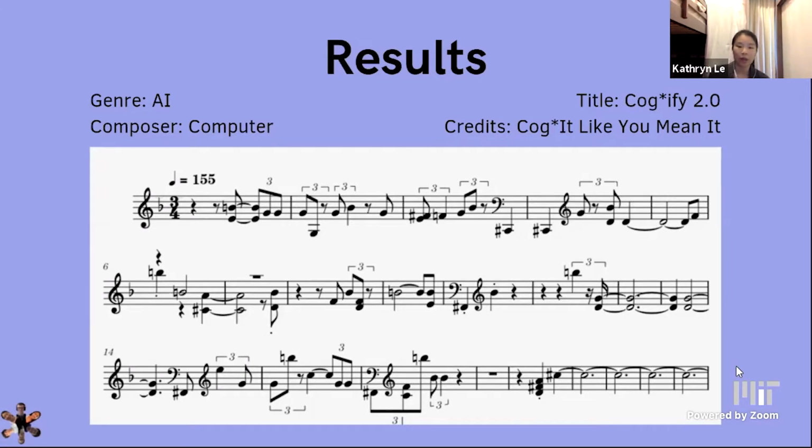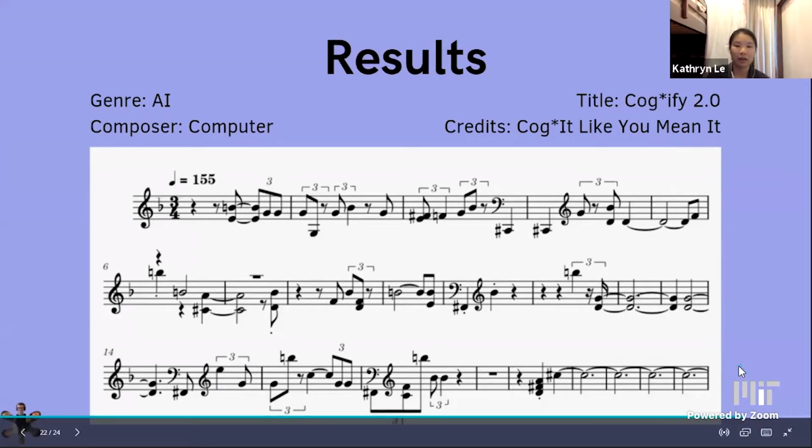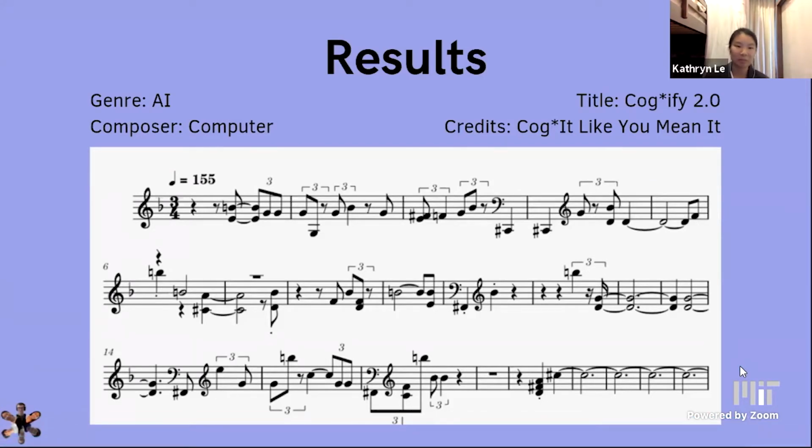Some ways that we can improve our project are to use more data.